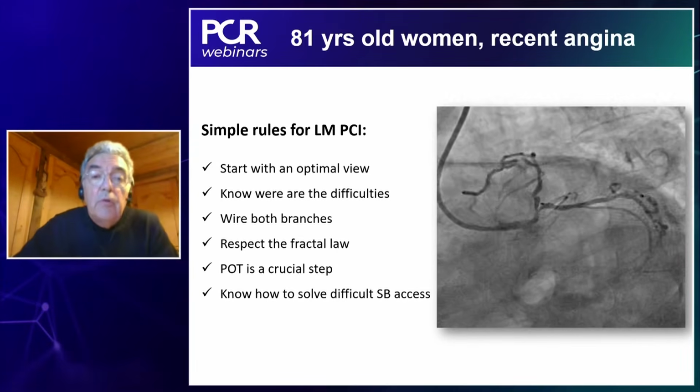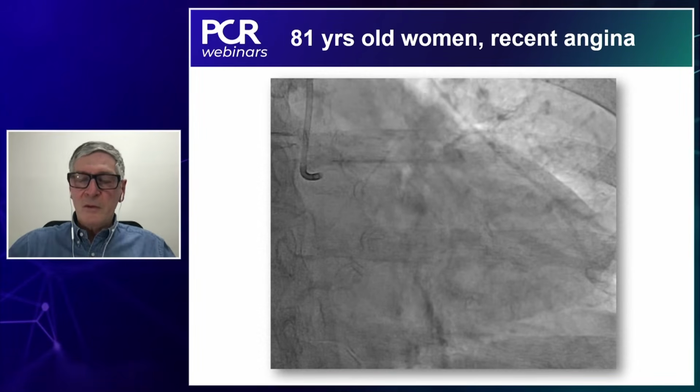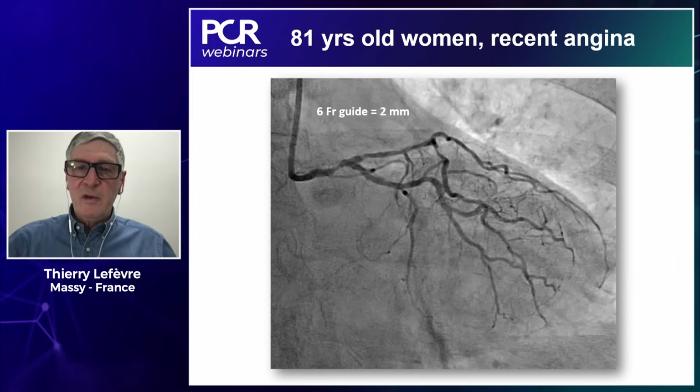Okay, I think we can move on to the case in order to see what you have done. Yeah. Okay, so this is the AP caudal view. As you can see, a lot of disease everywhere in this left main, but also in the LAD and in the circ. So when we think about the case, we start to make some measurements. Of course, you can do intracoronary imaging also, but it's very important to have a good idea of this vessel before starting. So the guide is 6 French, so it's 2 millimeter in diameter, and you can see already that the LAD and the circ are very small.